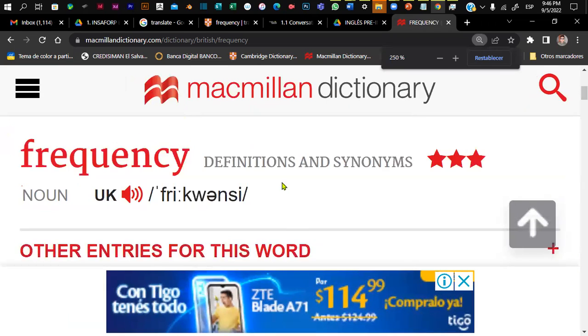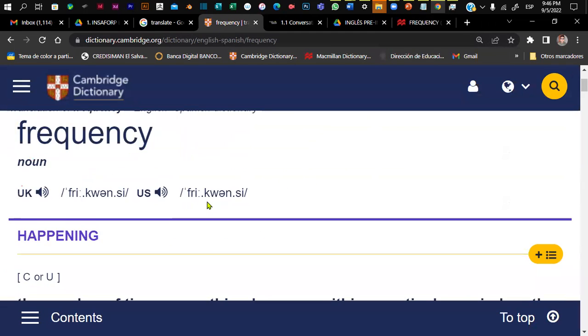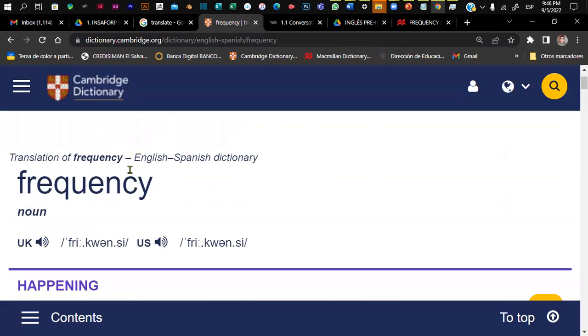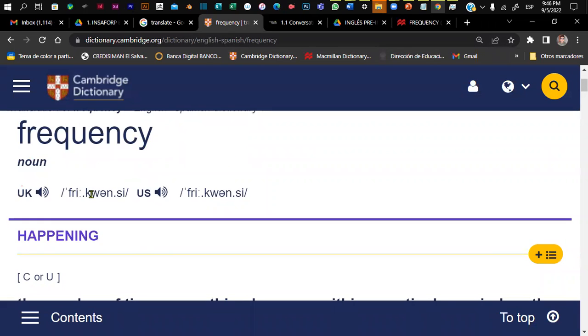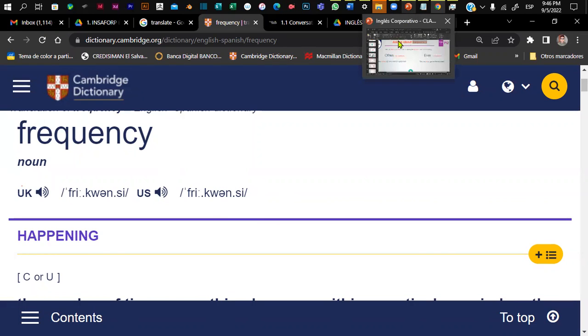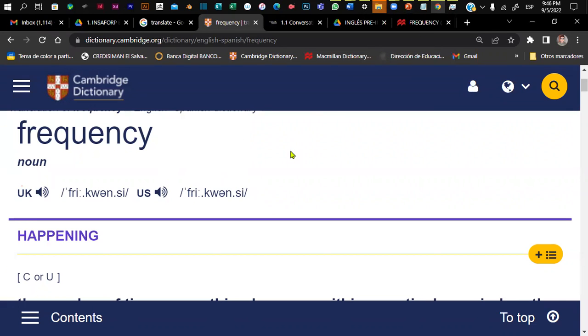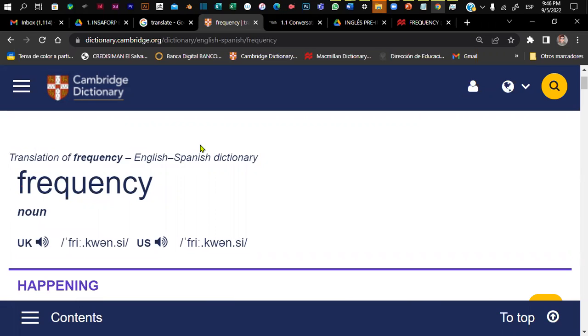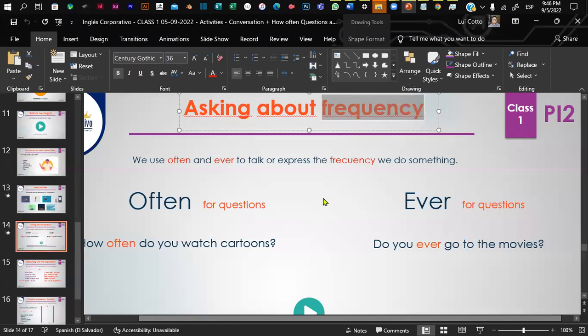Frequency. Good. You can use the tools, this dictionary, or this one too. I have it already there. Frequency. Repeat it. Frequency. Okay, good. That is the way in which you're going to improve your English: using the tools, repeating several times, and practicing.